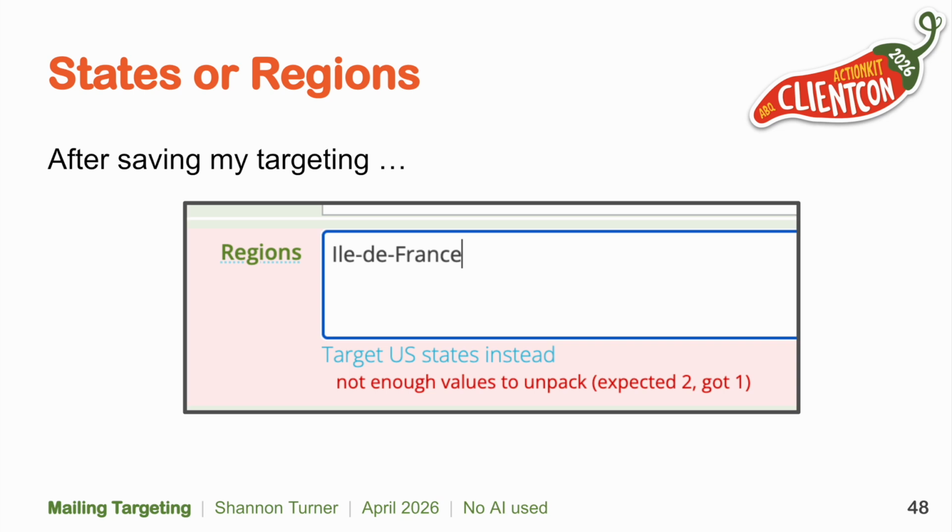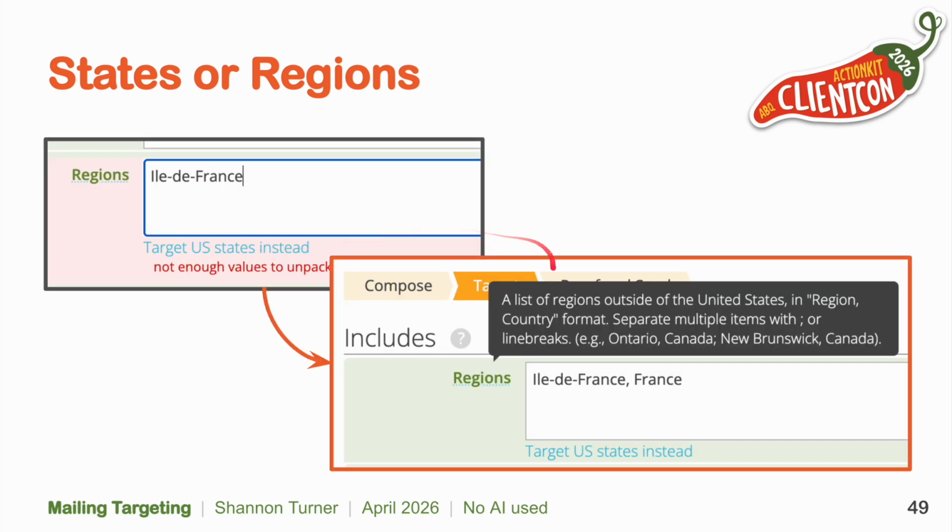But until we fix this, let's take a look at the tooltip here to see why we got this error message in the first place. So the tooltip says I need to include the country as well. So now I add the country with a little comma also, and then when I save, it actually works.